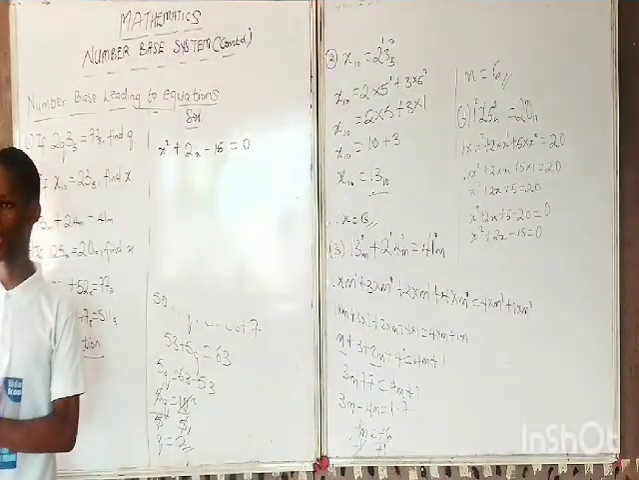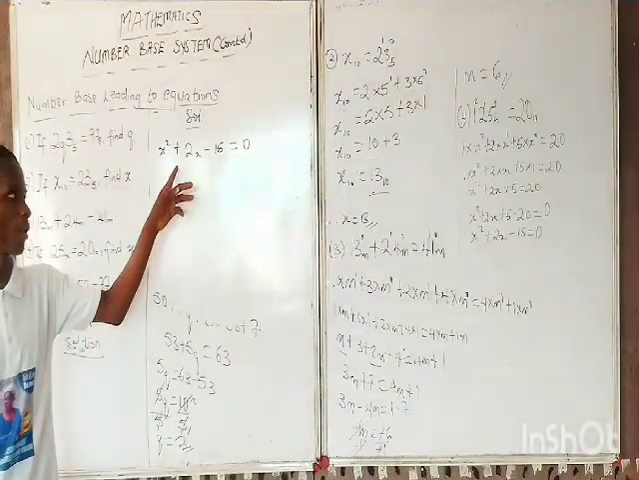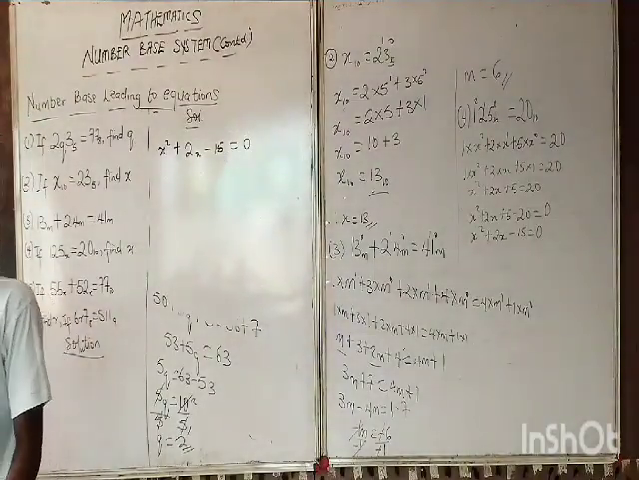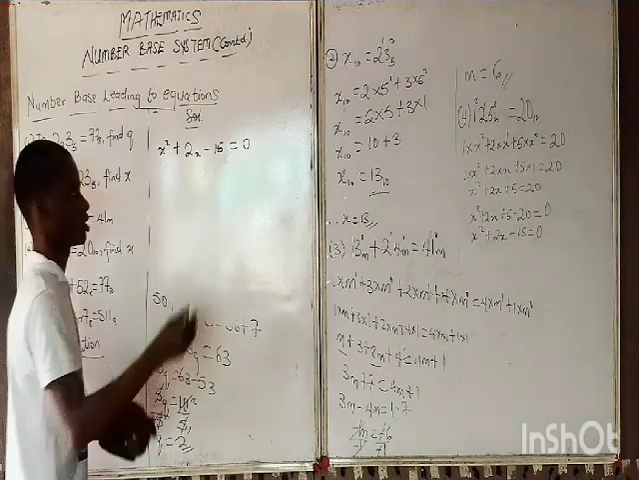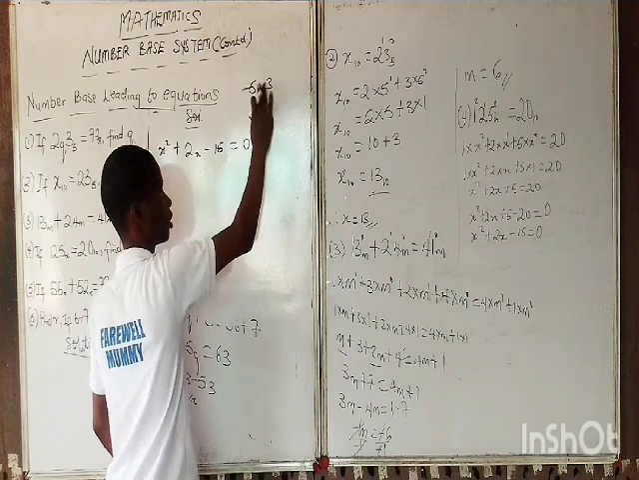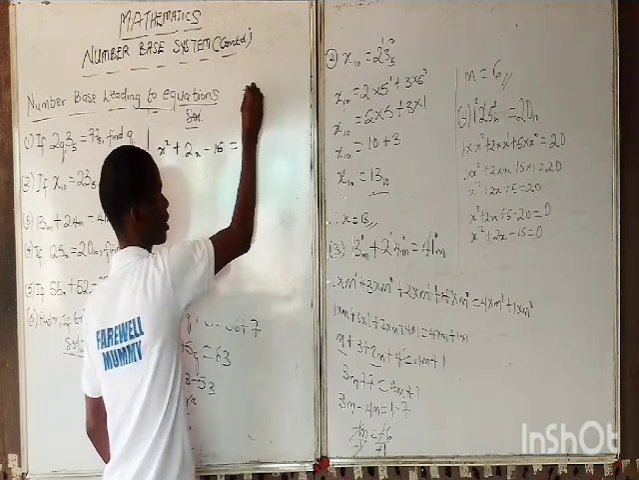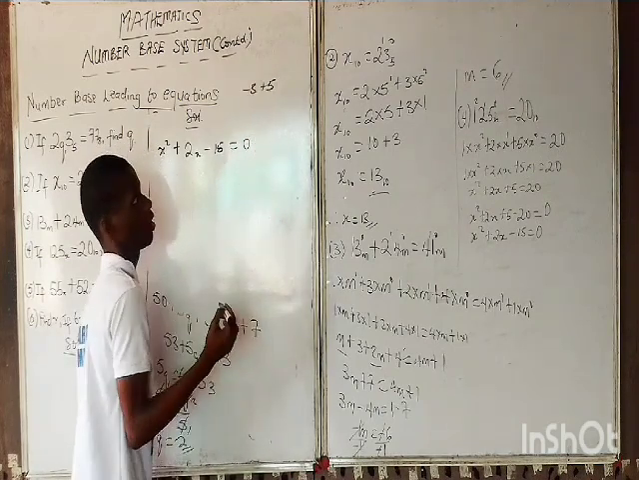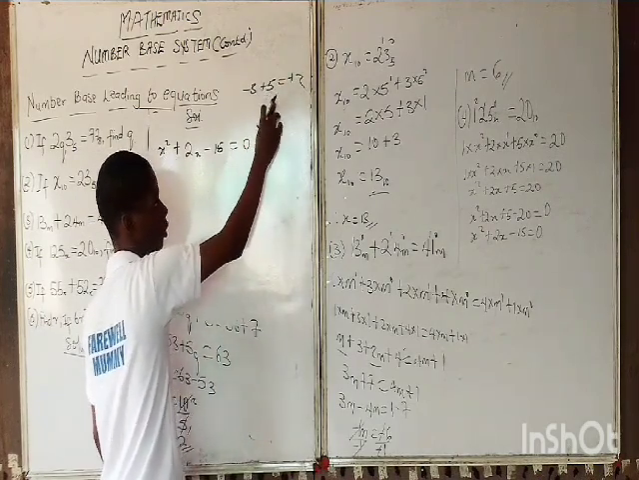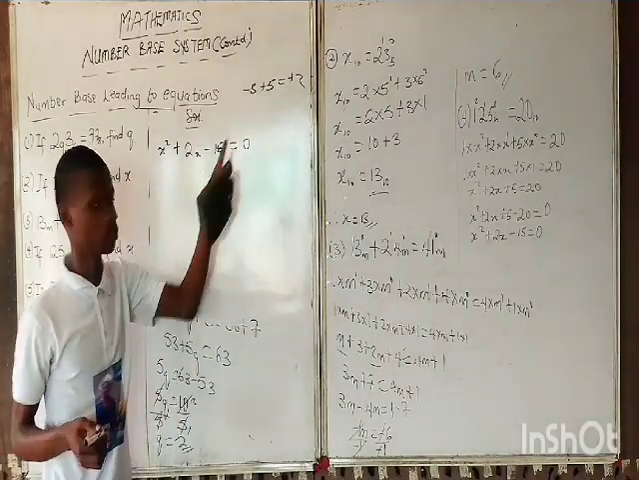Is there any two numbers that when we add them we have plus 2, and when we multiply we have minus 15? Minus 5 and plus 3? No, sorry, it's going to be plus 5 and minus 3, isn't it? Minus 3 plus 5 is equal to plus 2. Minus 3 times 5 is equal to minus 15.